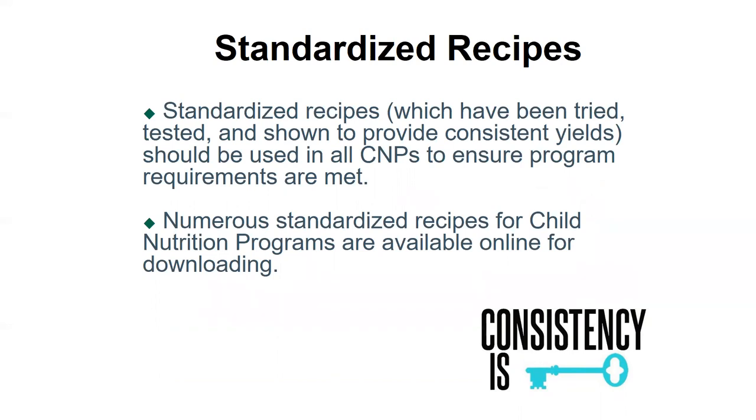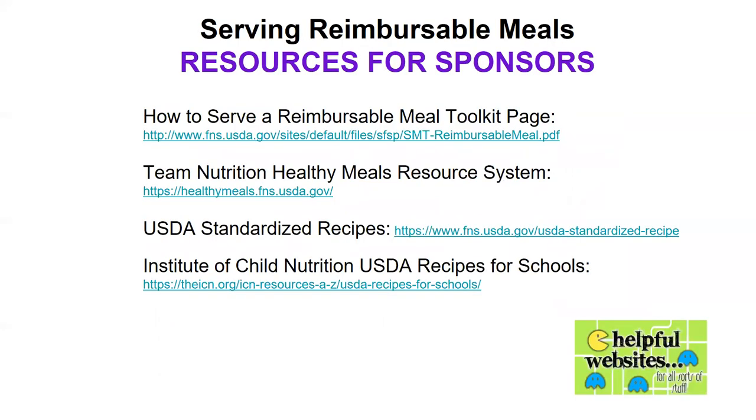There are numerous standardized recipes available online for child nutrition programs to use. This slide provides helpful links for planning and serving reimbursable meals. The last link will provide you with a direct link to USDA's standardized recipe database. Crediting information is provided at the end of each recipe, and recipes are alphabetized to assist the menu planner, with new recipes highlighted at the very top prior to the alphabetized listing of recipes.